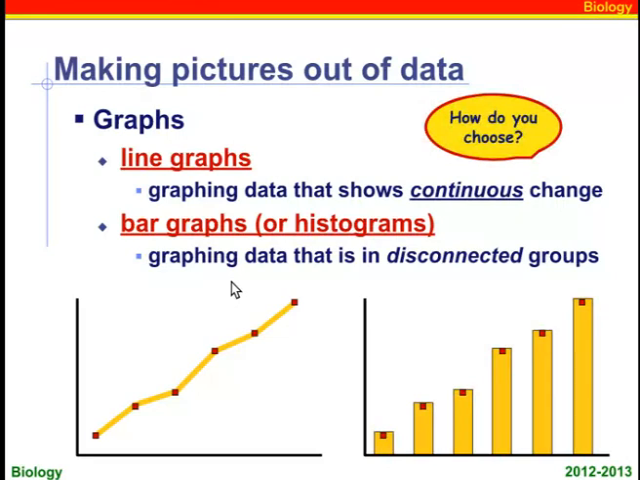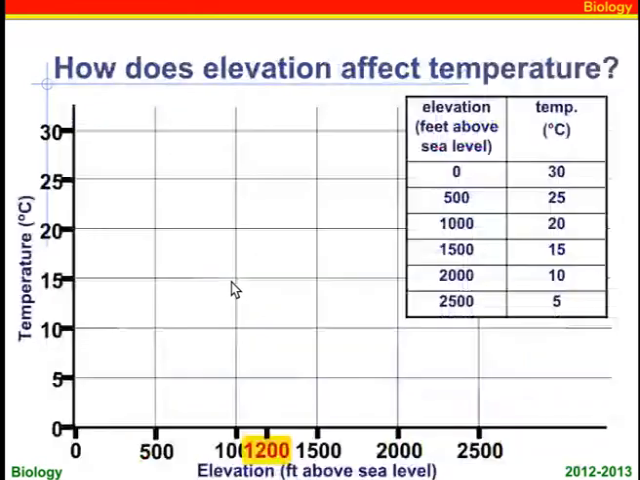So the big question is, how do you choose which one you're going to use? And obviously, you have to decide if it's continuous or if you have groups or things that are disconnected or individual. So let's look at an example here.